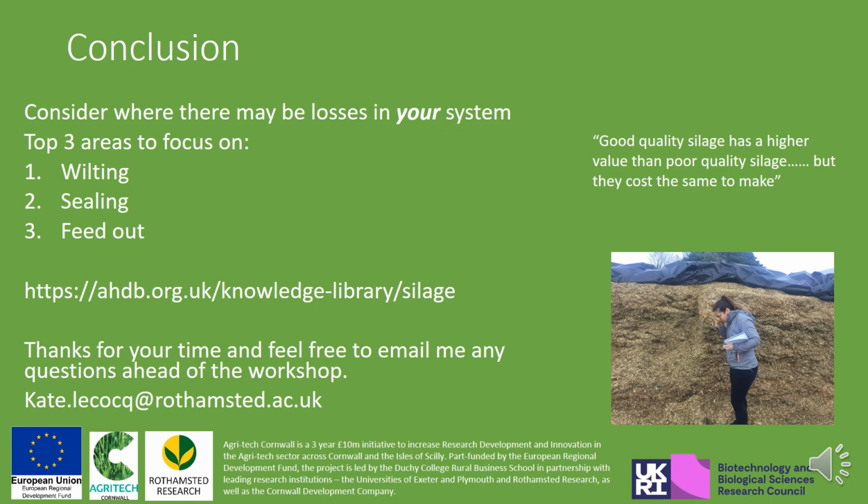So, in conclusion, it's really important to consider where there might be losses in your system. And there are management factors that will affect silage quality that are individual to each farm that will influence these decisions. If I had to pick top 3 areas to focus on, it would be wilting, sealing, and feed out. And I've just put a link here to the AHDB website because they have a wealth of resources that can help you to make these decisions.